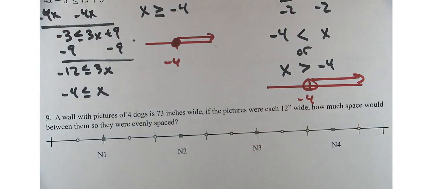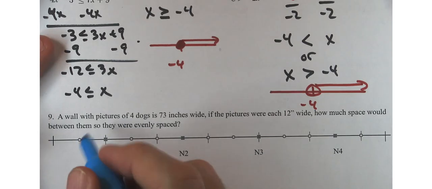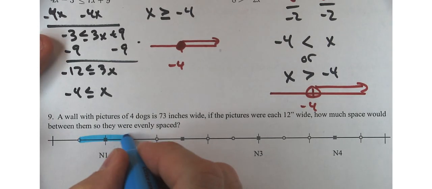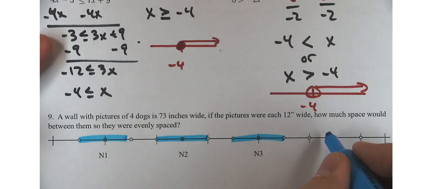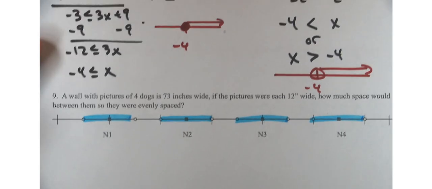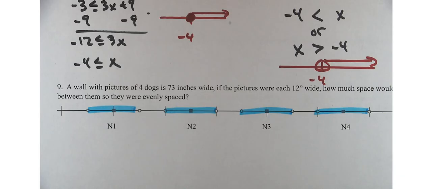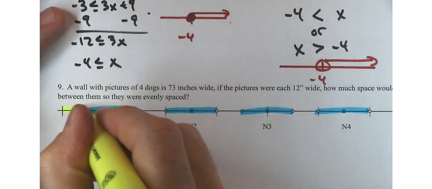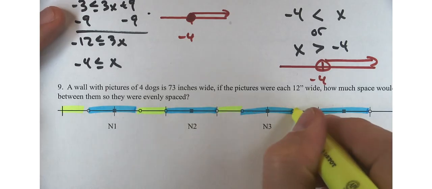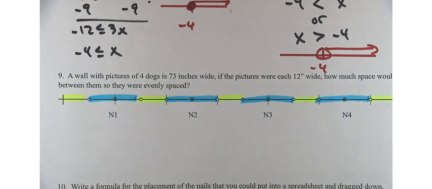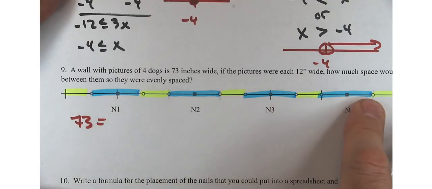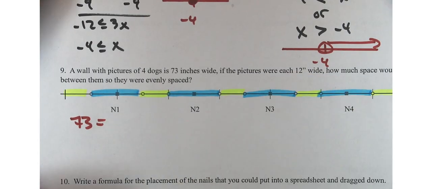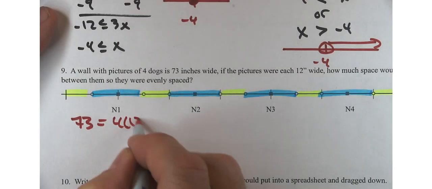All right, let's take a look at this next one here. Another painting kind of thing, or hanging one. So I'm going to sketch in blue the width of all my pictures, and in yellow, the spaces. The total length of this wall is 73 inches. So it's going to be 73 inches equals, well, I got 4 of these pictures. Each picture is 12 inches wide. So it's going to be 4 times 12.